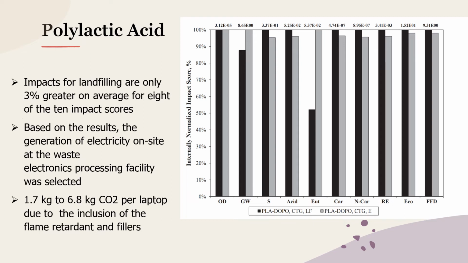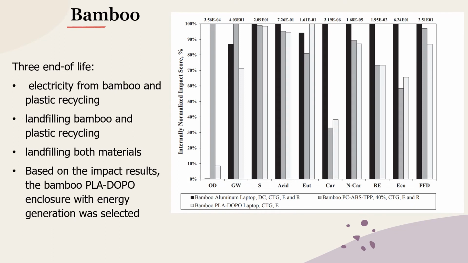So the generation of electricity was selected to move forward and analyze. However, we do see that the global warming potential is increased compared with Boyd, which demonstrates an increase from 1.7 kilograms to 6.8 kilograms of CO2 per laptop due to the inclusion of the flame retardant and the fillers. So we can see that these materials are increasing global warming. When I go to the conclusion, it's important to note that all of these materials have been increasing more than decreasing the emissions. Now moving on to our last material, we're going to analyze bamboo.